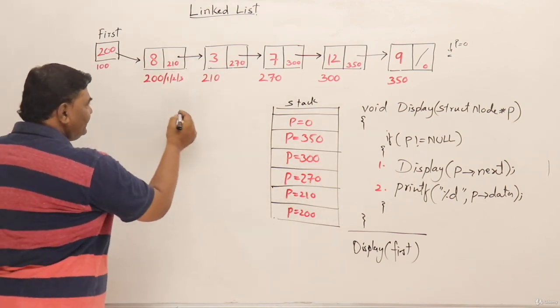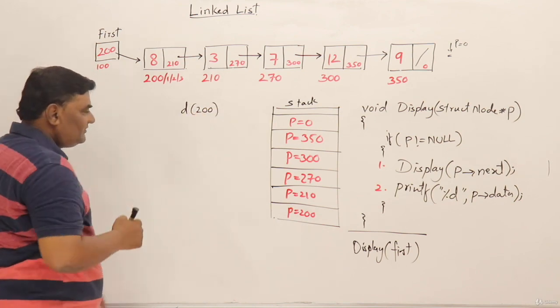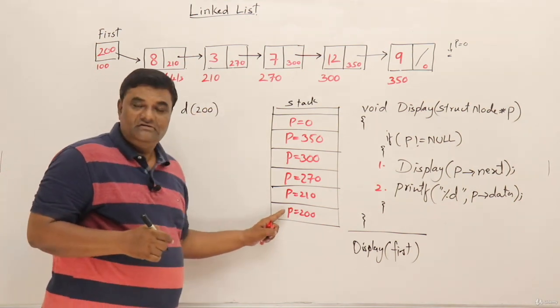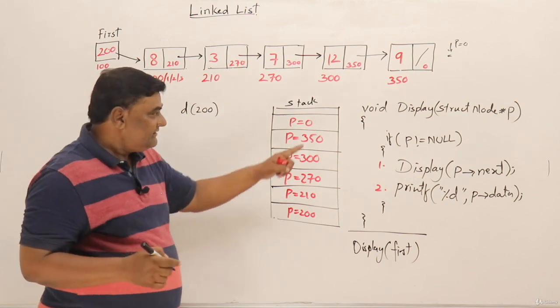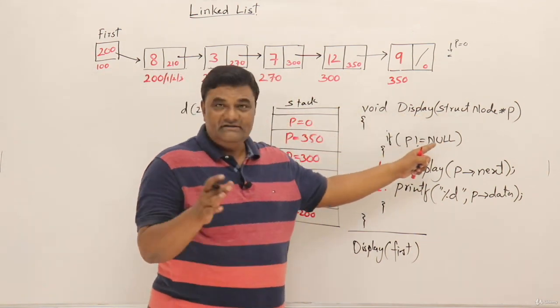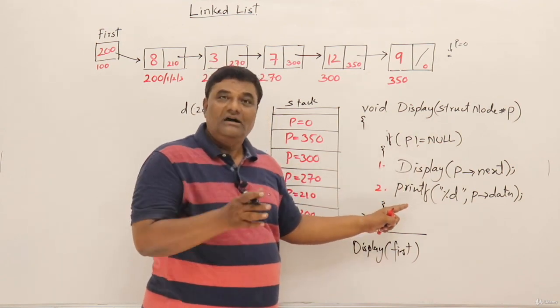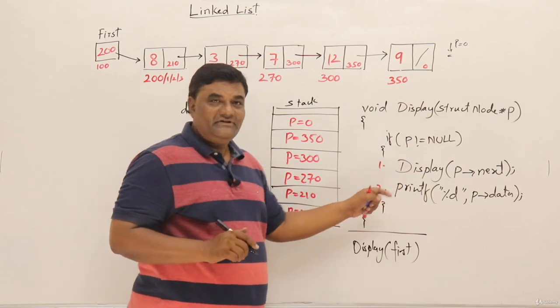First time when the function is called, it is called with address 200. So this is the first call. Activation record is created. P is 200. P is not null. Yes, it is not null. Call itself again. What about printing? Afterwards, first of all, call itself again.